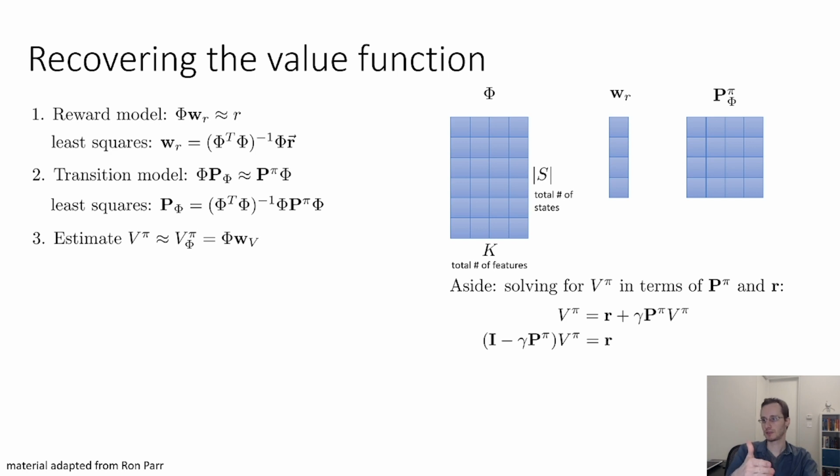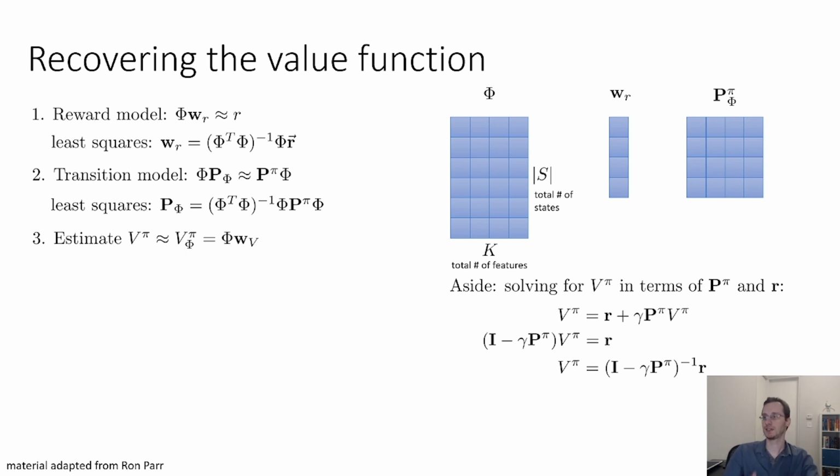And then you can solve this, right? So you have identity times v pi equals r plus something else times v pi. So throw that gamma P pi v pi term on the left-hand side. You get identity minus gamma P pi times v pi is equal to r. And then hit that with the inverse on both sides, and you get v pi is equal to identity minus gamma P pi inverse times r.